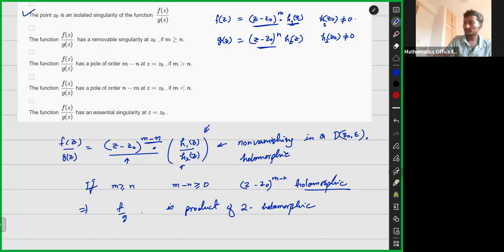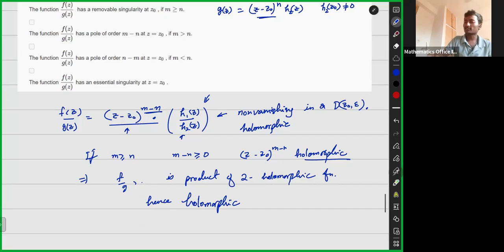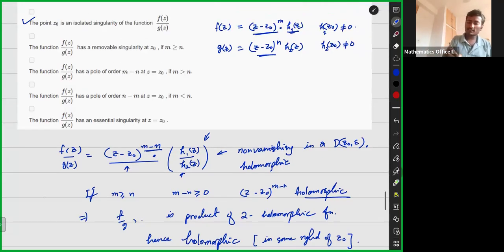Holomorphic. Hence holomorphic. Every time we don't mention the domain, you understand it means in some neighborhood. Okay, so in this scenario, this is part B.